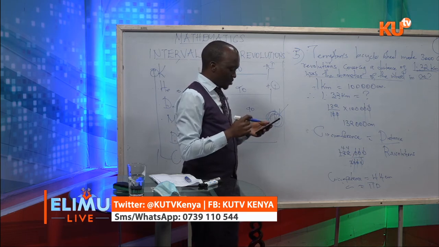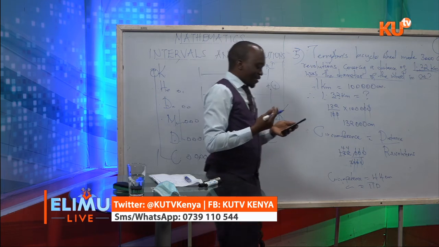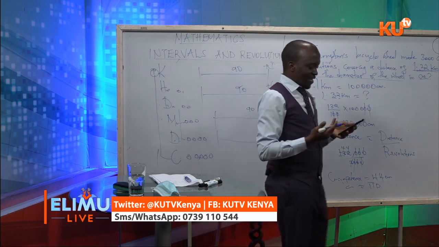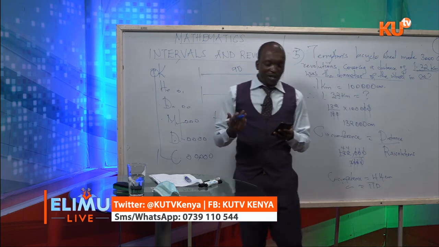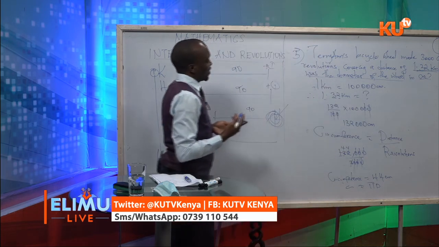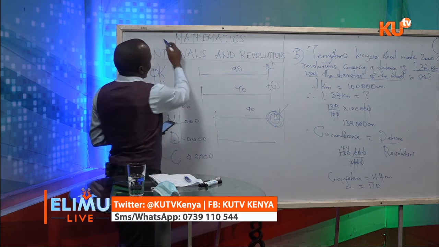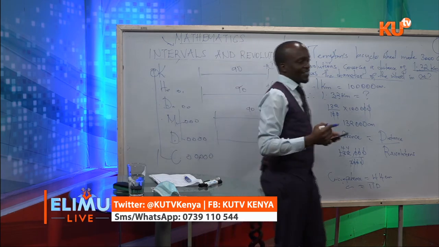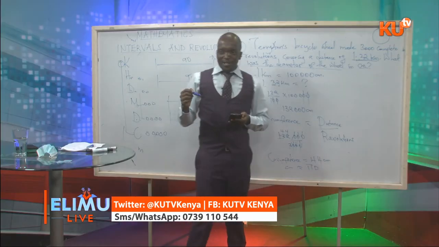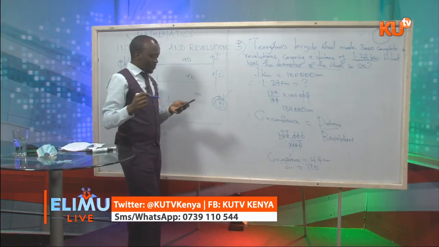How many posts would he require when the farmer requires 24? This is just a matter of language. This is now not even in intervals and revolutions. This goes back to direct and indirect proportions.